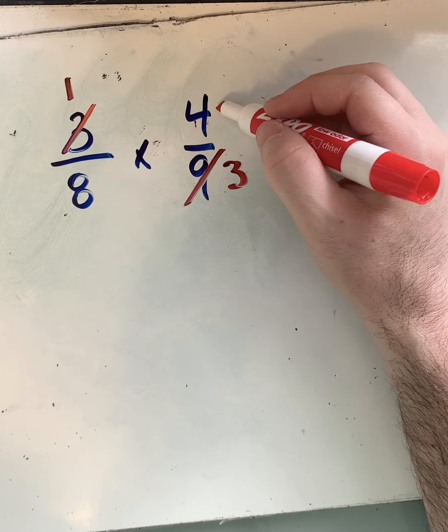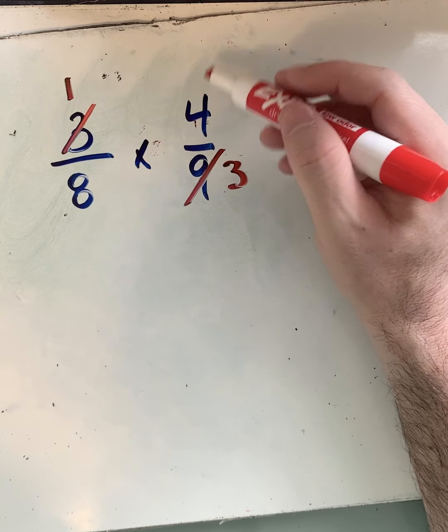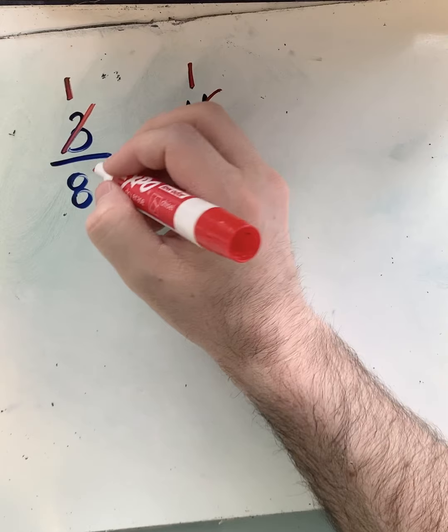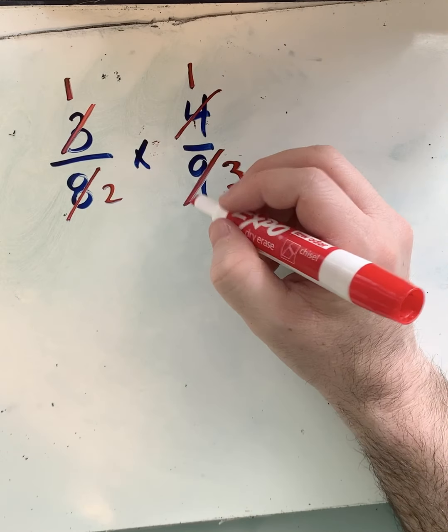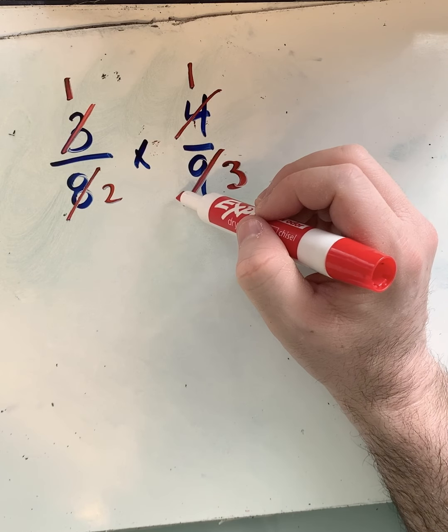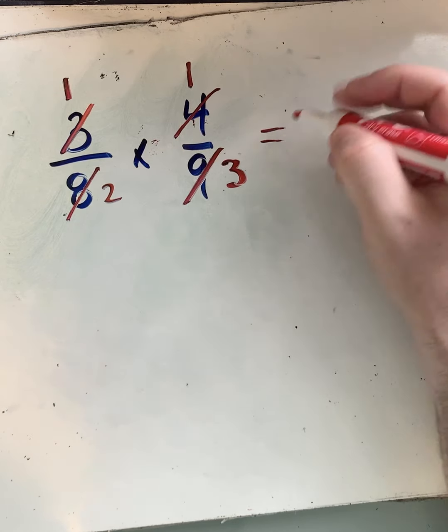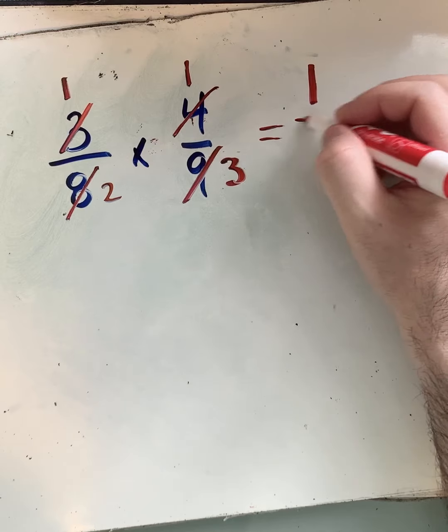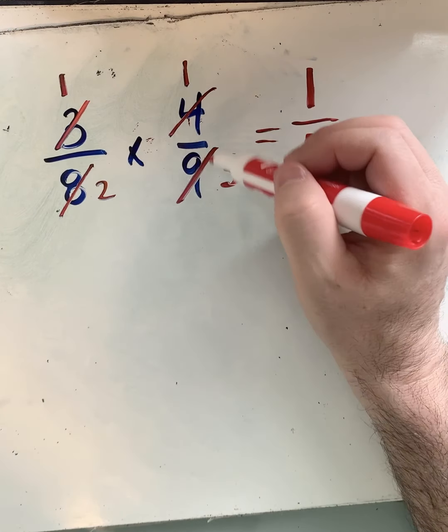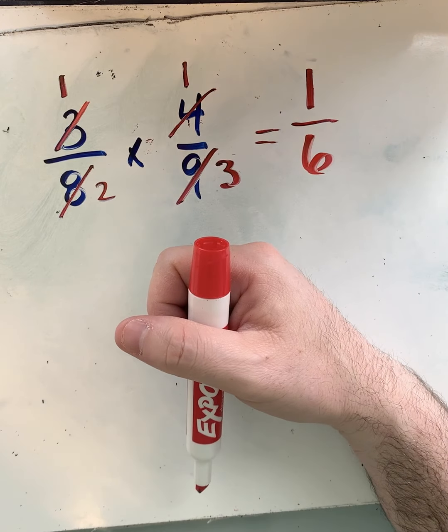Oh, I also see that this one and this one also share, right? 4 goes into 4 once, and 4 goes into 8 twice. So now I'm left with a much simpler fraction to multiply. 1 times 1 is 1. 2 times 3 is 6. So 3/8 times 4/9 is 1/6.